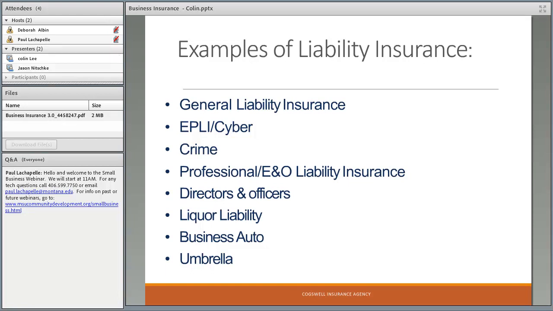And then liquor liability. General liability is going to cover your slips, trips, and falls, stuff like that. Your liquor liability would be more for your restaurants and bars, in the event that someone has too much to drink, and they come in and take off. That might be a situation where you're going to have a huge lawsuit, and they're very common, especially in Montana.